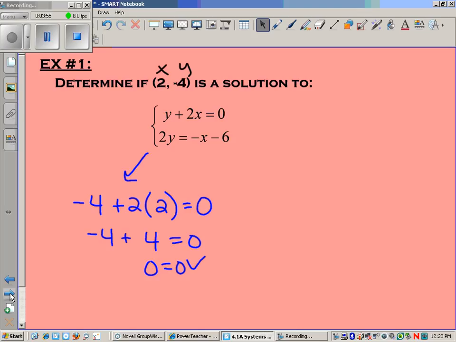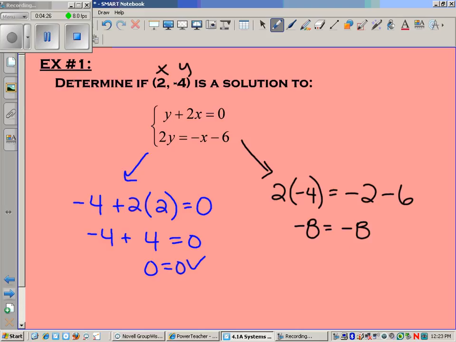But in order to be a solution to the system of equations, it has to work for both equations. So I also have to plug my information into my second equation. My second equation says 2 times y, but instead of y, I'm going to plug in a -4, equals -x, but x is 2, minus 6. Let's simplify this down. On my left side, 2 times -4 is -8. On my right side, -2 minus 6 more is -8. -8 does equal -8, so it works for that part of my equation. Since it works for both equations, then I know that this is a solution to my system of equations. The point (2, -4) is a solution. If it didn't work for one of them, then it would not be a solution to my system of equations.